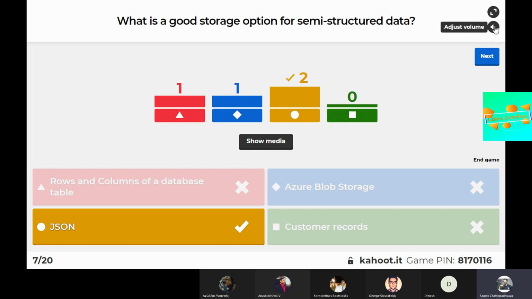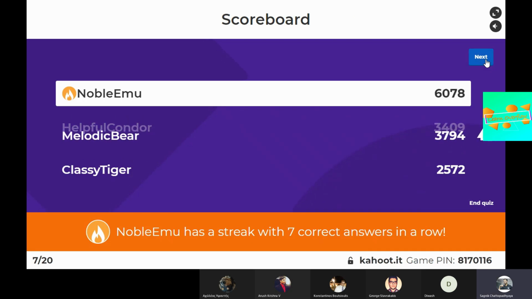Talking about JSON, JSON is semi-structured. Everyone knows that JavaScript Object Notation is basically semi-structured. And talking about customer records, a customer record is not a storage option, right? It's a type of data. So that cancels it. I hope it's understandable to everyone.